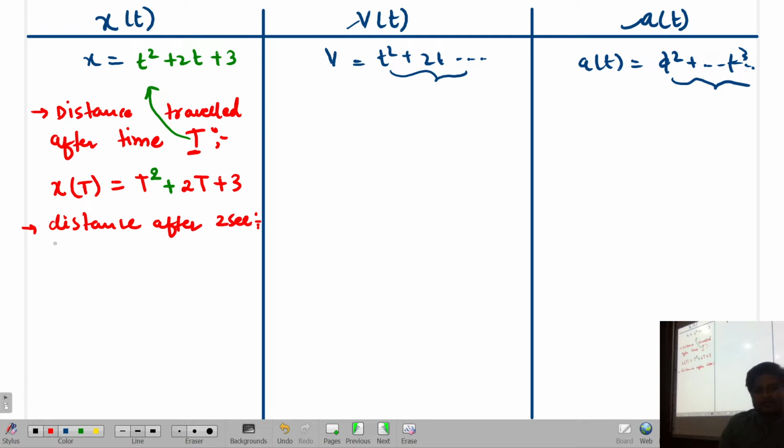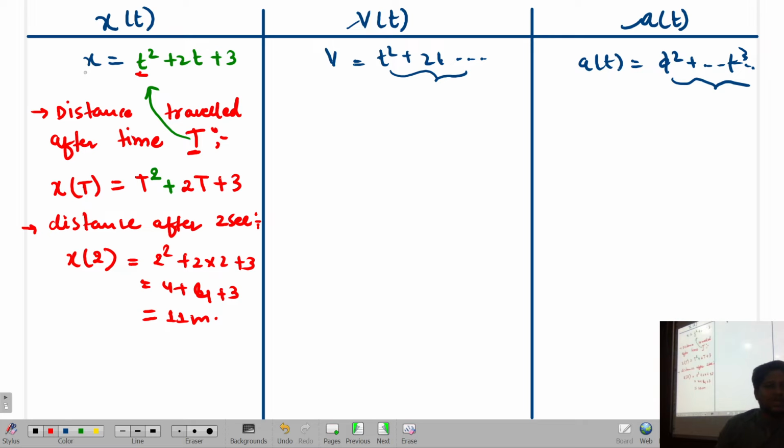Let's suppose someone asked you to find the distance after 2 seconds. Then you just replace t by the numerical value 2. So x of 2 will be 2 square plus 2 into 2 plus 3, which is 4 plus 4 plus 3, which is 11 meters.